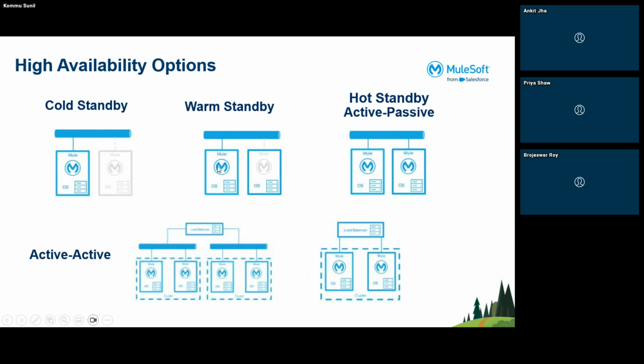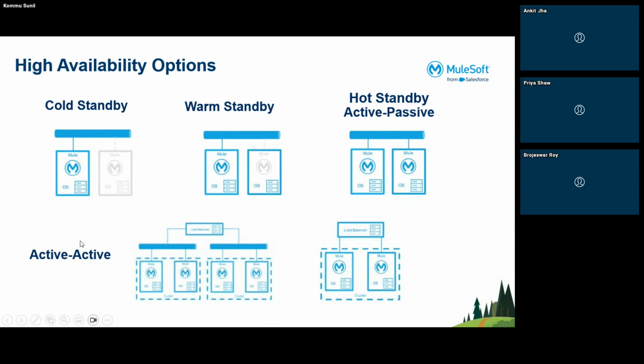In here you will have one server running active, and the other server will be powered on, but the Mule runtime engine on the server will be down. So in the event of a crash on this server, you'll just go and start the runtime engine. So it's pretty fast here. And coming to hot standby, active passive. Here you will have both servers up and running, and both runtime engines up and running. But you will only send the traffic to one server. Only when this server is down, you will send the traffic to the other available server.